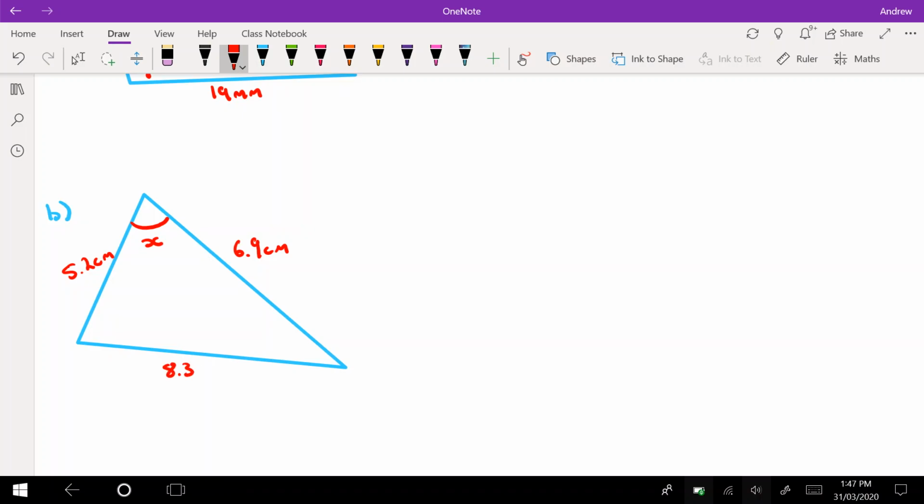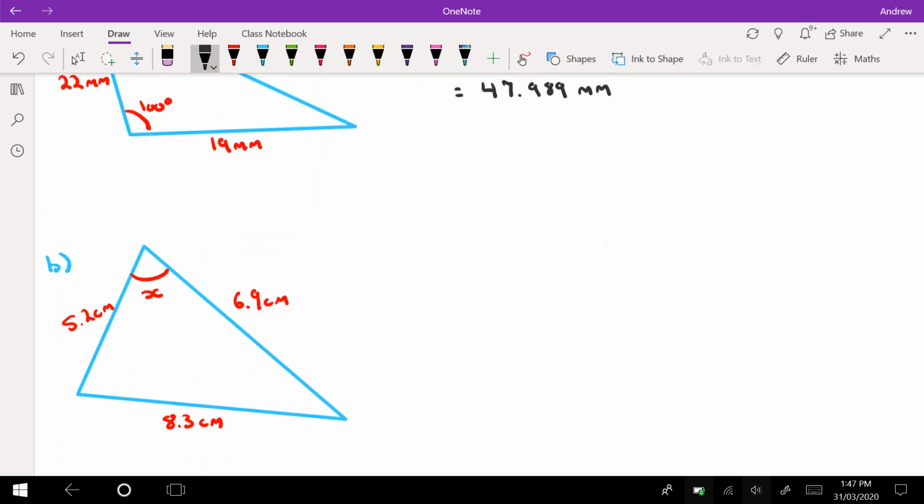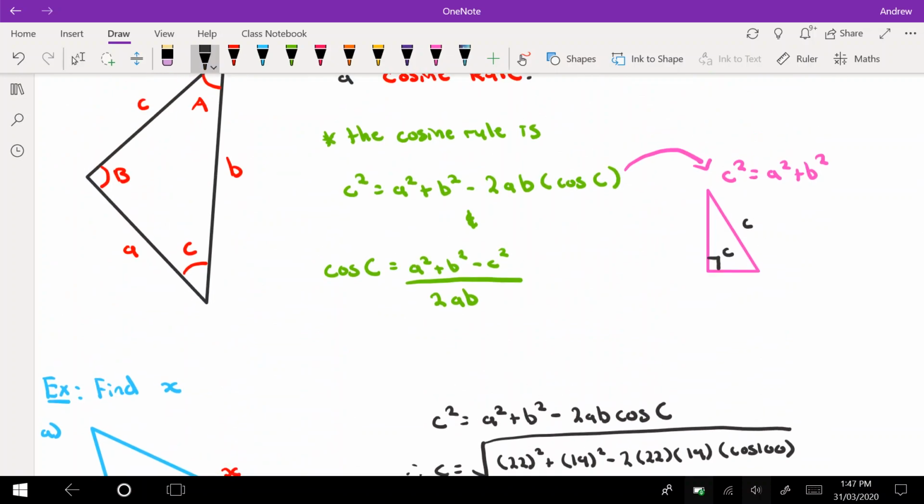Now, at first glance, you may look at this and think, oh, I have an angle, I can just use trig ratios like sine, cosine, and tangent to figure out what the angle size X is. But the problem is that this isn't a right-angled triangle, so that isn't going to work. We're going to have to use some other trigonometric rule. We're going to use the rule that we wrote below, because that is going to talk about the angle size.